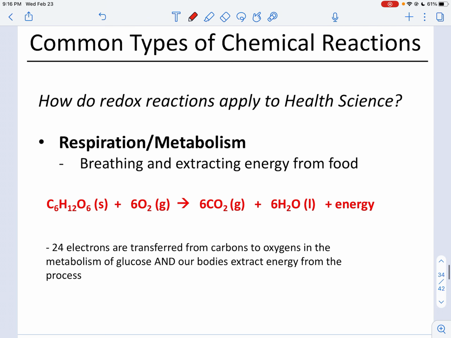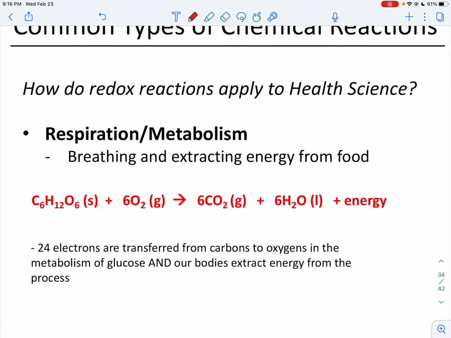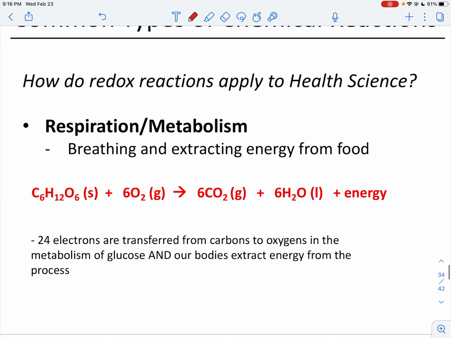Here's my last slide I want to get to. How does this relate to you? I talked about batteries earlier, but I wanted to give you a very direct health science example, okay? We would not live or breathe if redox reactions didn't exist. And this is how respiration, this is how metabolism works. So breathing and extracting energy from food all run on redox reactions. Our bodies depend on redox reactions.